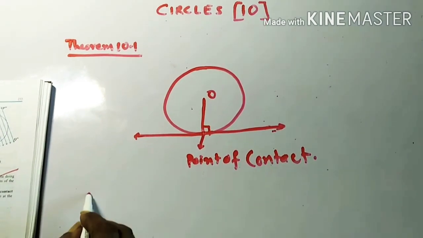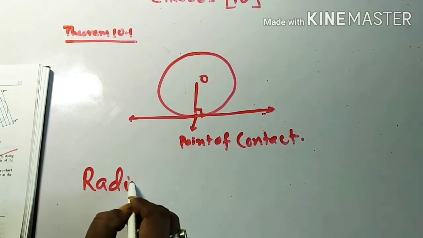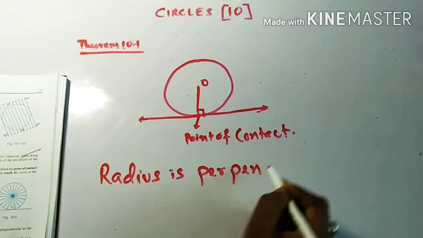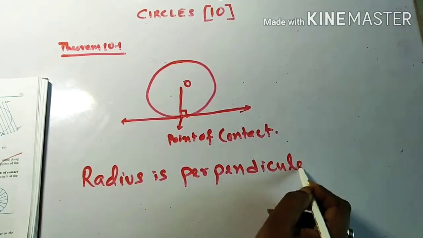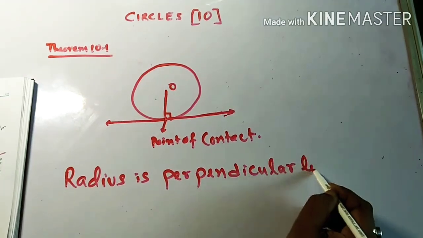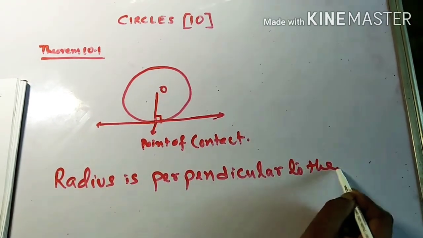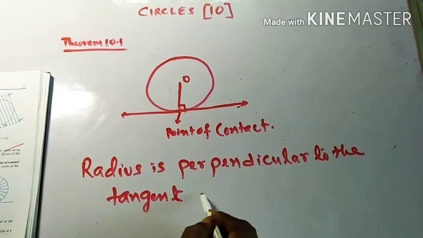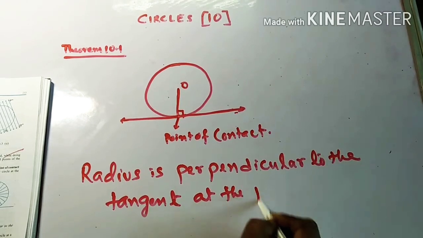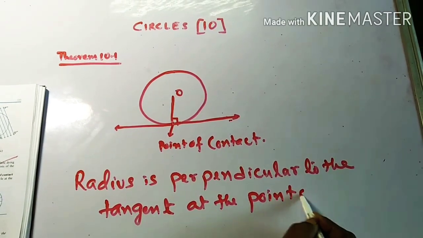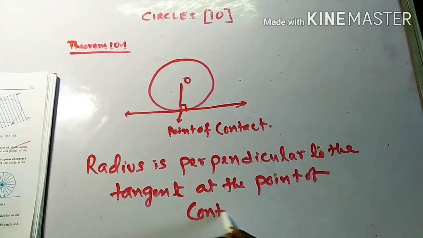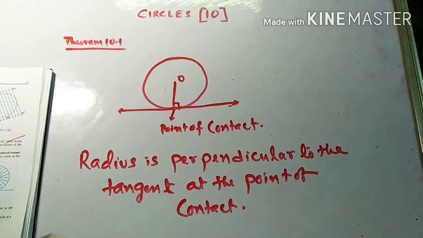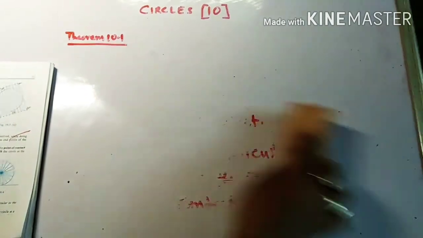Or we can say that the radius is perpendicular to the tangent at the point of contact. So, how to prove it? Now you will see how I am going to prove it.